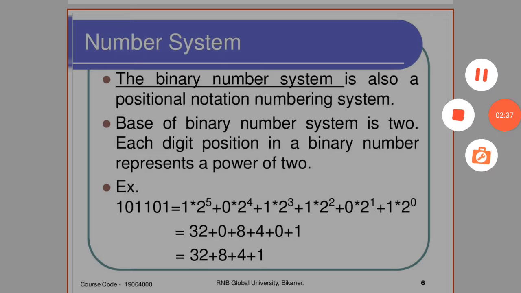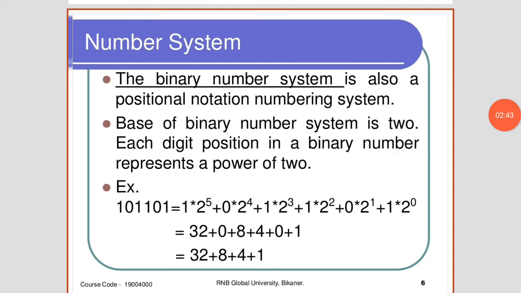The binary number system is also a positional notation numbering system. The base of the binary number system is 2. Each digit position in a binary number represents a power of 2. Example: 101101. This is the binary number system.